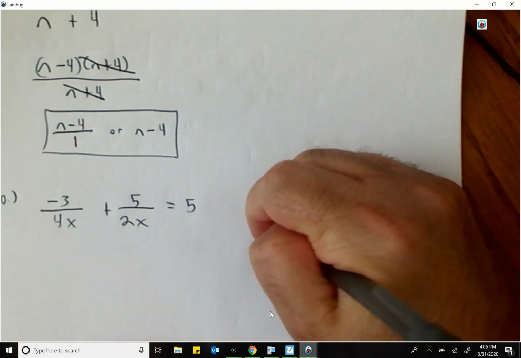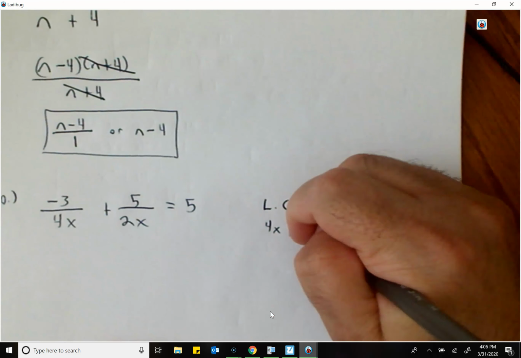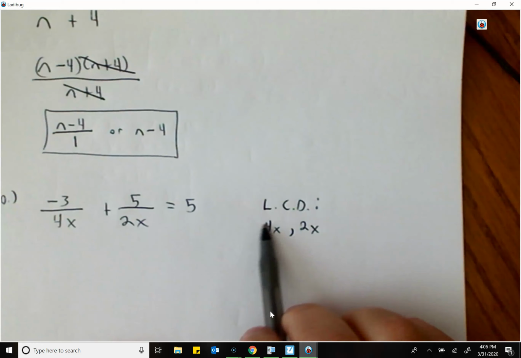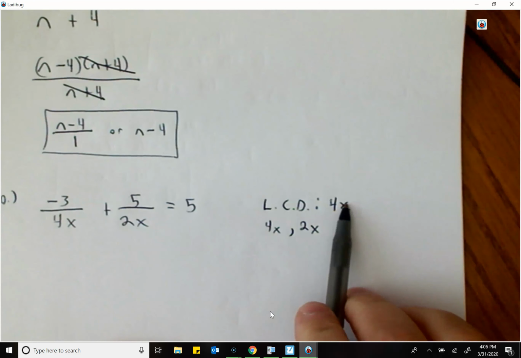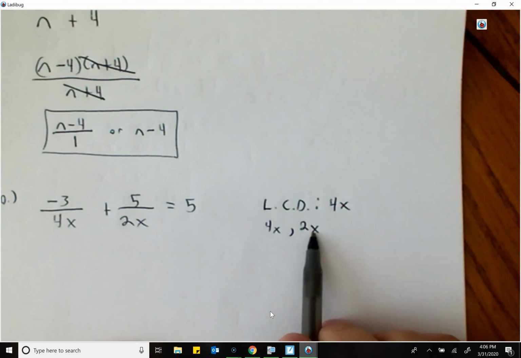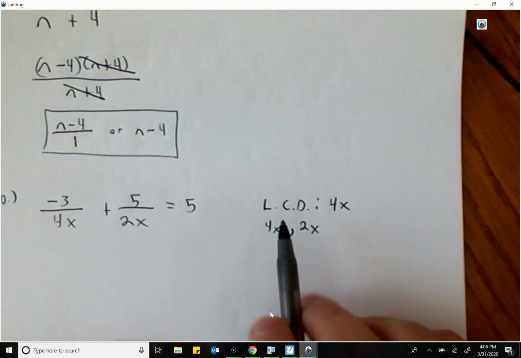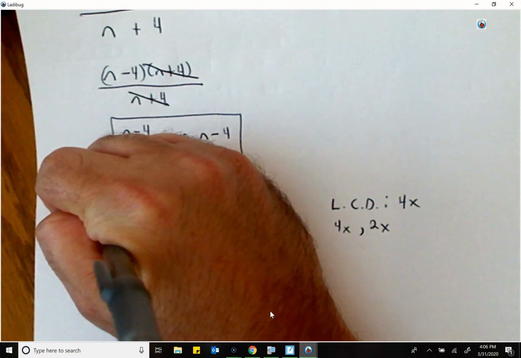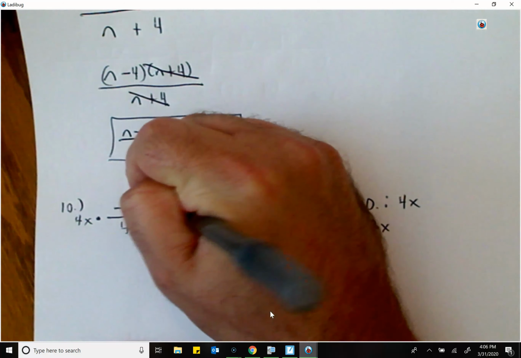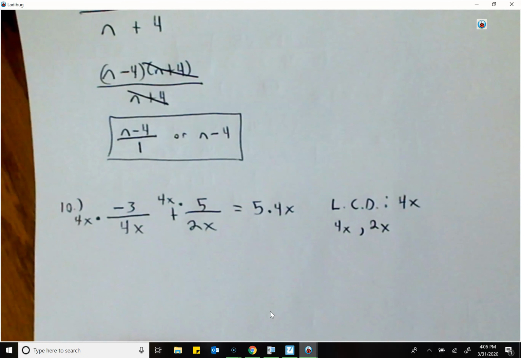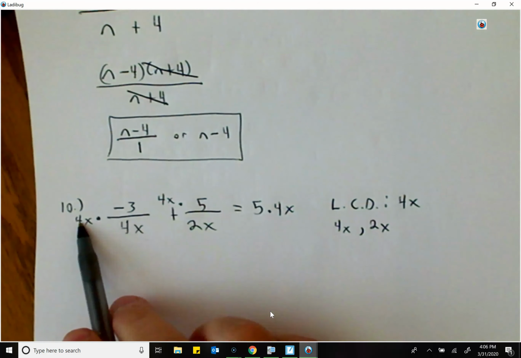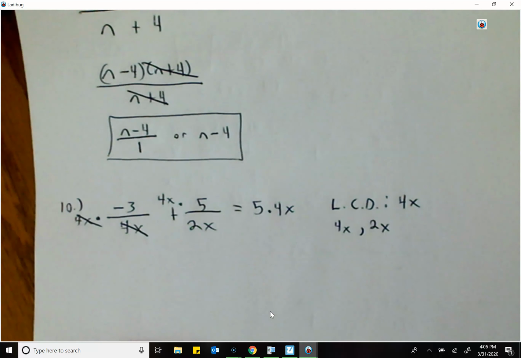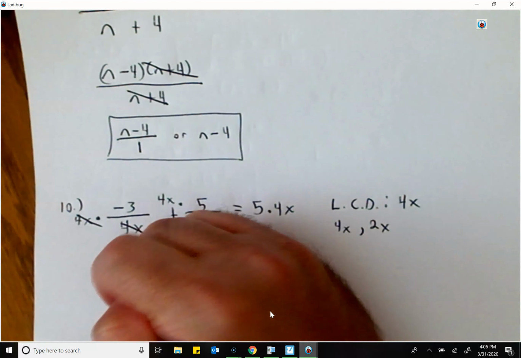And again, for the LCD, look at your denominators. It's 4x and 2x. So I'm going to start with my first denominator, 4x. I'm going to write it down. 4x definitely covers 4x. Does 4x cover 2x? Absolutely. These x's cover each other, and 4 is divisible by 2. So 4x is our LCD. So again, play Oprah. Everyone gets multiplied by 4x. Doing that, what's going to happen to these 4x's? Again, we're clearing the fraction, so they just cancel each other out. And that leaves us with negative 3.